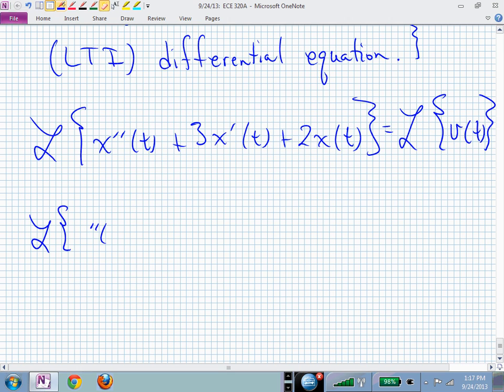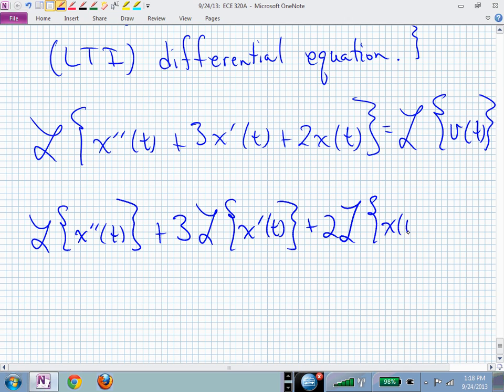Meaning we can now say that that's the same as the Laplace transform of x double prime, plus, and that 3 can be factored out. That was our capital A from before, homogeneity property, times the Laplace transform of x prime, plus 2 times the Laplace transform of x of t. And if we don't know what v of t is, we just say, oh, generically it's capital V of s, which is defined to be the Laplace transform of little v of t, that waveform.